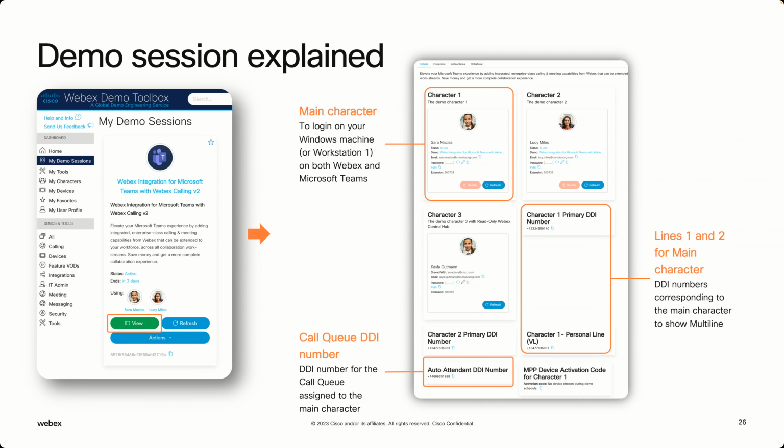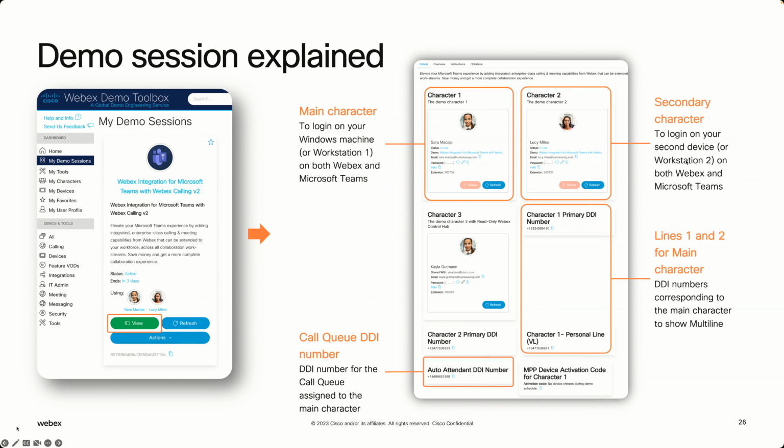And that's the number you would have to call in order to see the call coming from the call queue. You also have a character 2, which is a secondary character. This can be used in a phone, in my case, on my second device, or if you are using the workstations, on workstation 2.